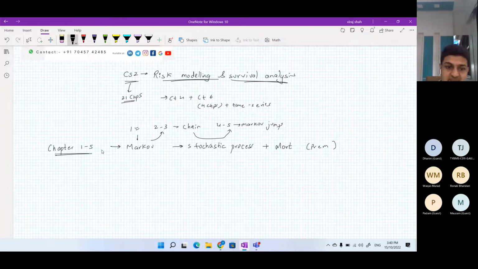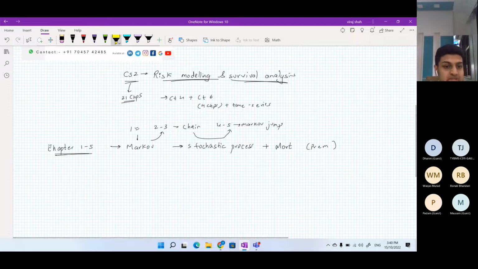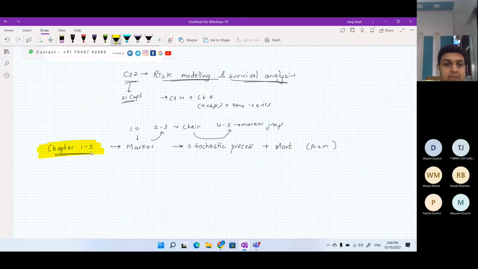This is considered to be one of the most important chapters. Being among the most important chapters, it has a weightage of around 25%. 25% weightage seems to be fair enough, like it has a lot of weightage. So when are we going to do this? We are going to do this in the month of January or February.